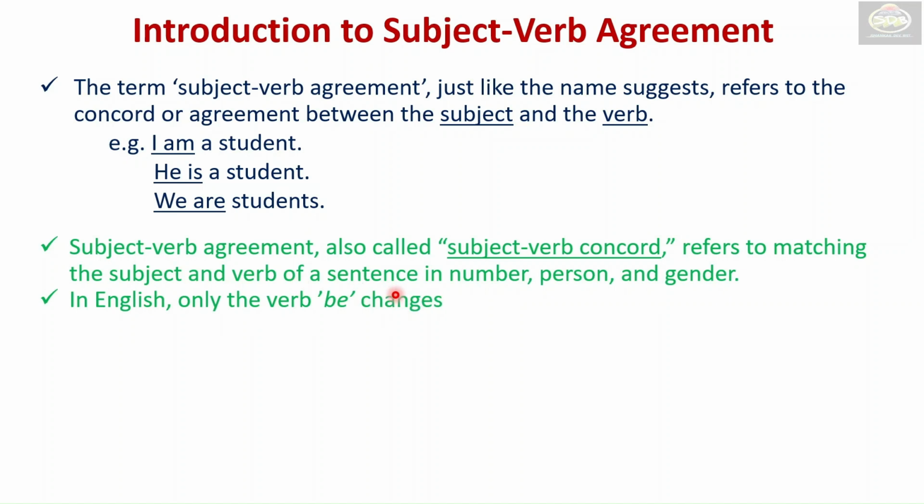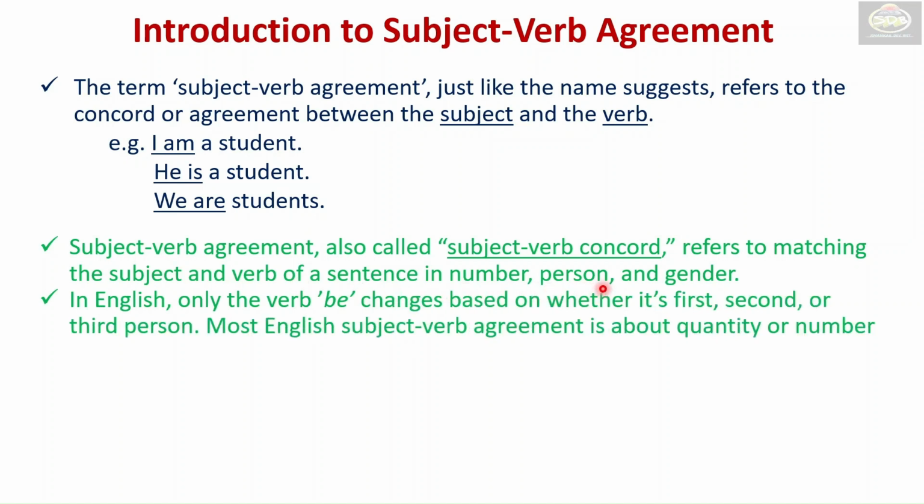Subject-verb agreement, also called subject-verb concord, refers to matching the subject and verb of a sentence in number, person and gender. In English, only the be verb changes based on whether it is first, second or third person. Most English subject-verb agreement is about quantity or number. Look here. Is, am and are.